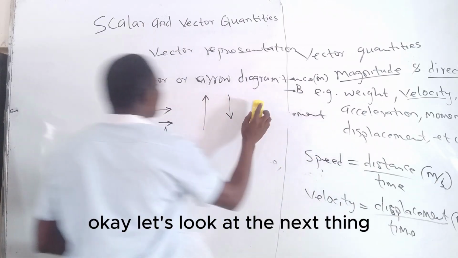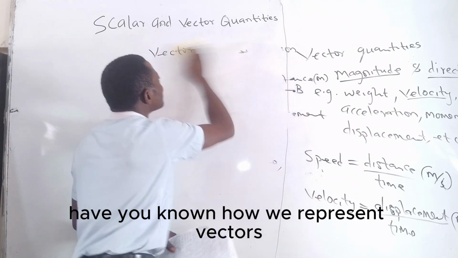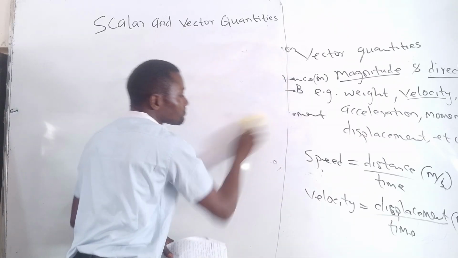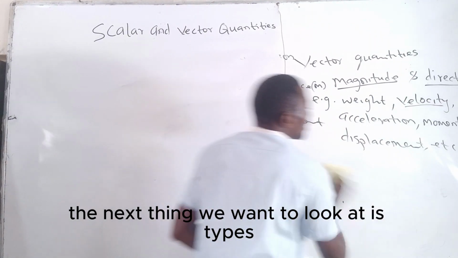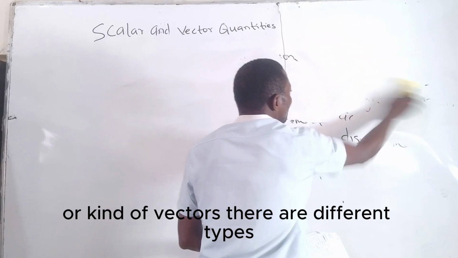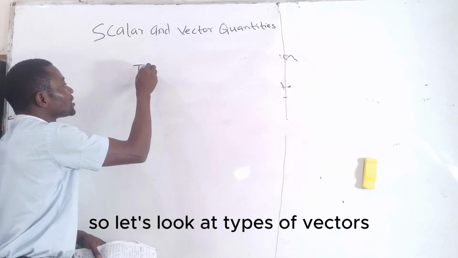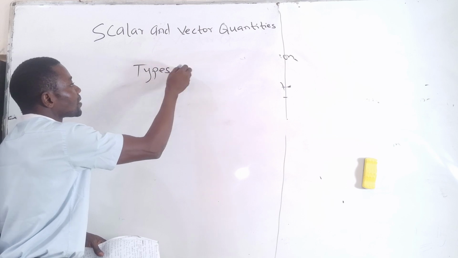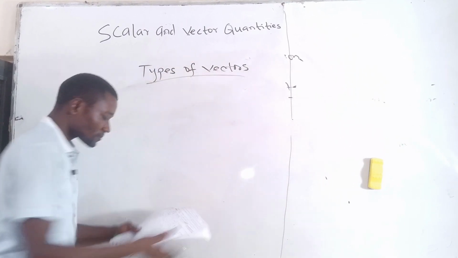Okay, let's look at the next thing, types of vectors. Having known how we represent vectors, the next thing we want to look at is the types or kinds of vectors. There are different types, there are different kinds. So let's look at types of vectors.